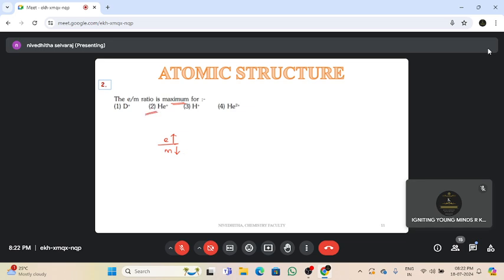See, second and fourth options have helium. In fact, this helium's mass is very much greater than hydrogen's mass and deuterium's mass. What is the mass of helium? 4, ma'am. Very good, it is 4. Though the charge on helium is 2, its mass is very much greater than hydrogen and deuterium. Definitely, the second and fourth options will not be our answer. So, how about the first and third options? Which will have the maximum charge by mass ratio?